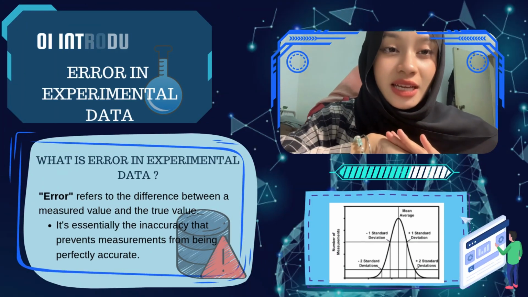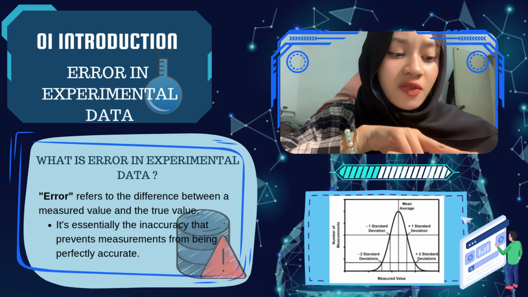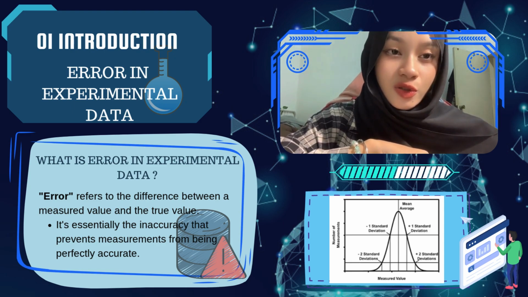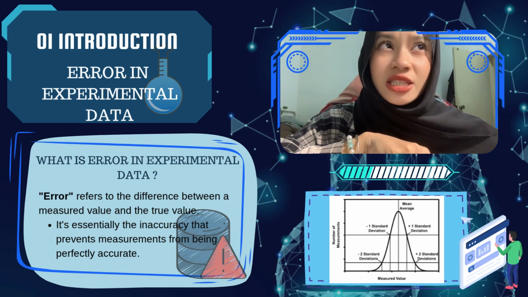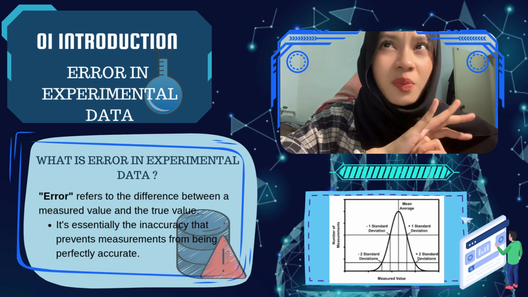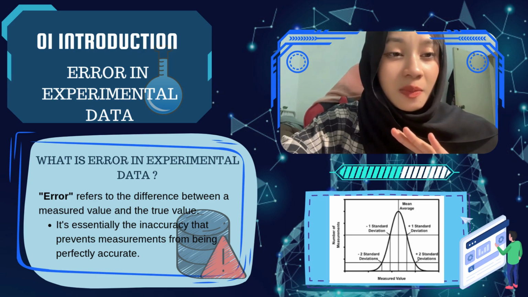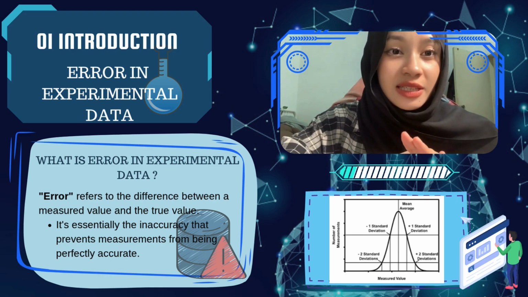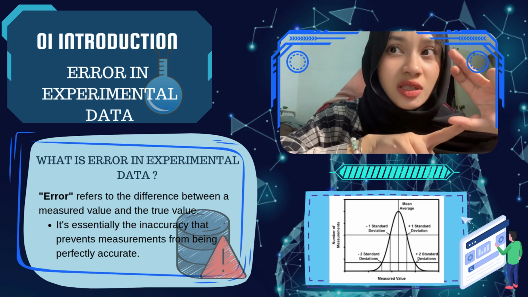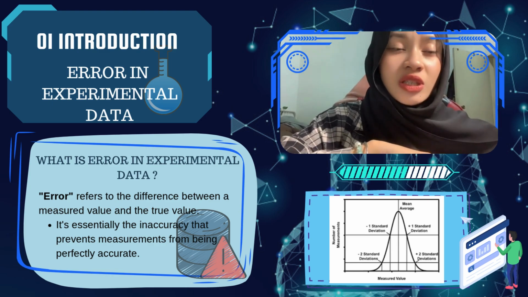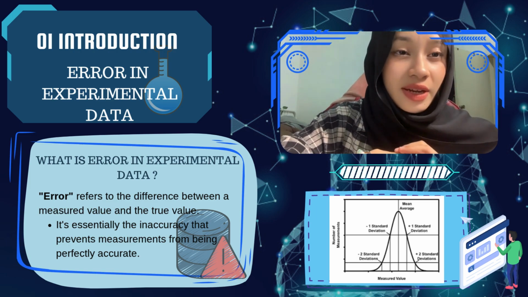As you know, in science, especially in chemistry, when we do an experiment, we measure things like volume, mass, concentration, and others. So error in experimental data means that the value that we measure is not perfectly accurate. It may be slightly off from the true or expected value, but this doesn't necessarily mean a mistake was made. Sometimes the mistake comes from the apparatus itself, which can lead to error. So it's just that no measurement is ever exactly perfect.